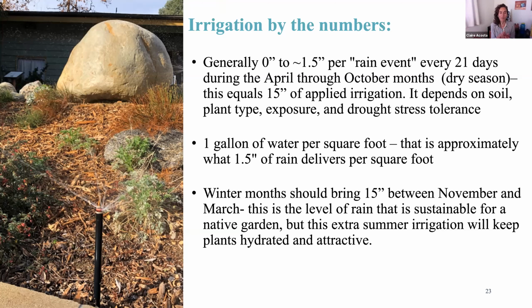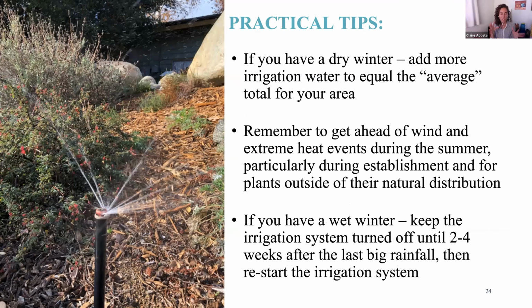And then always, as much as you can, get ahead of any extreme weather, like Santa Ana winds. That's considered extreme because they're hot and dry. So plants are, like, shocked by that. And any heat waves that are coming, get ahead of that. Especially during the summer or during establishment, and for plants that are not in their natural distribution.